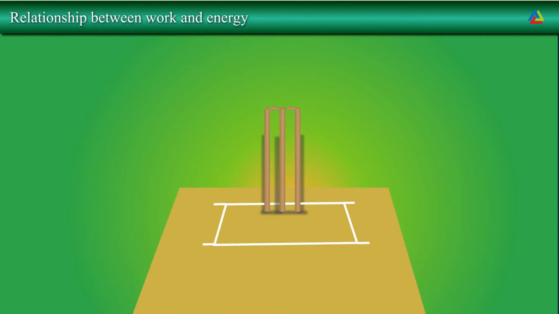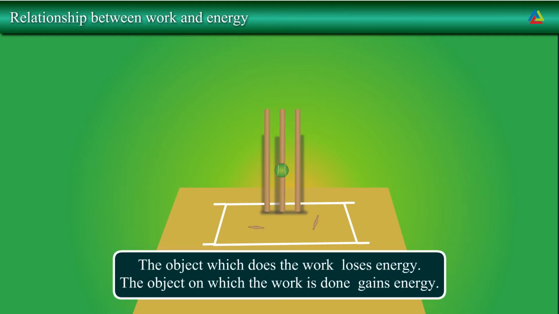When a cricket ball hits a stationary wicket, the wicket is thrown away. This shows that the ball possesses energy which is transmitted to the wicket. The ball does the work and loses energy, while the wicket on which work is done gains energy. The object which does the work loses energy. The object on which the work is done gains energy.